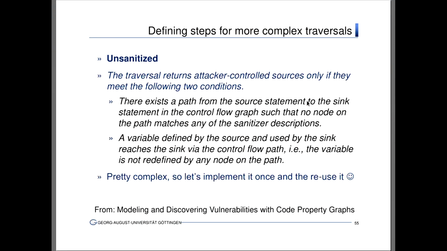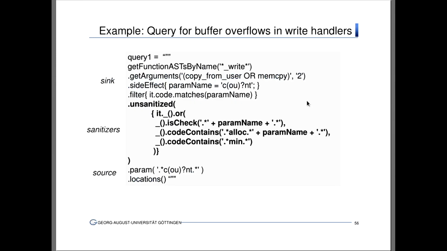So these descriptions are something that you pass in there. Now, second, a variable defined by the source and used by the sink reaches the sink via the control flow path, i.e. the variable is not redefined by any node on the path. So that's pretty complex, right? But you can implement it once and then put it into your step called unsanitized and reuse it again and again. And that's what we did here.